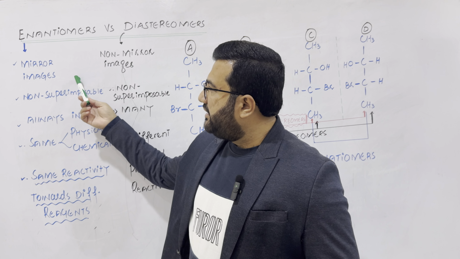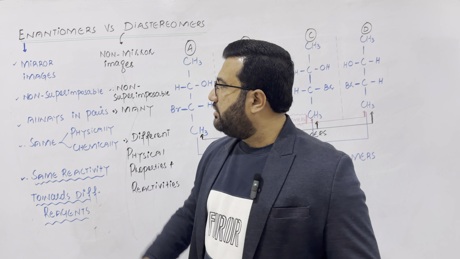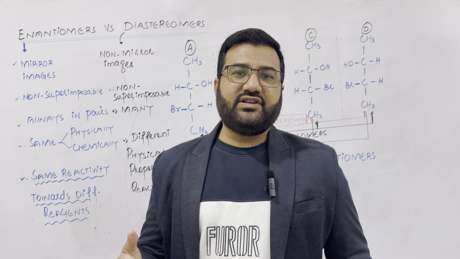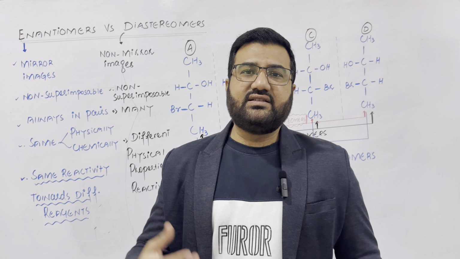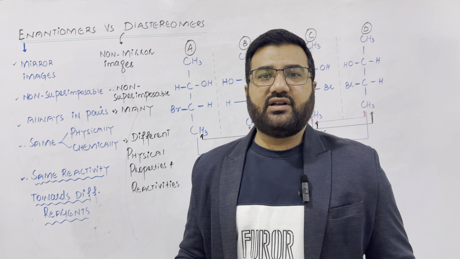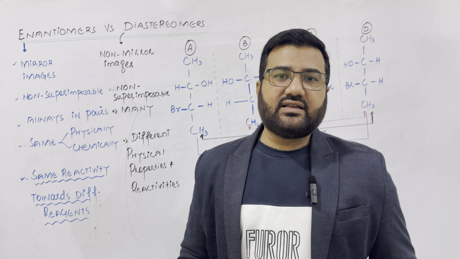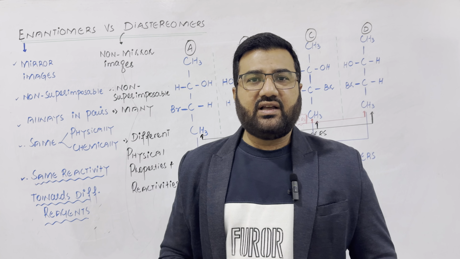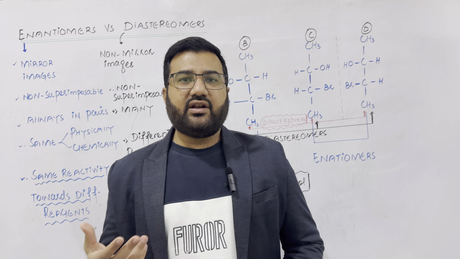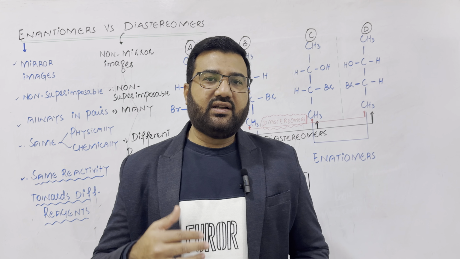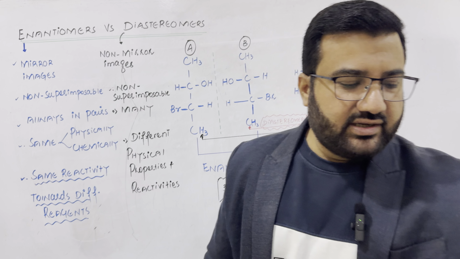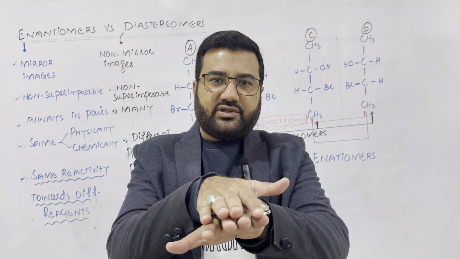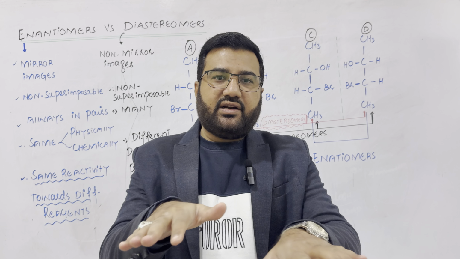Enantiomers are mirror images of each other and non-superimposable. Enantiomers are those optical isomers which are mirror images of each other, just like your two hands. The left hand is the mirror image of the right hand, and the right hand is the mirror image of the left hand. And they are non-superimposable. Again, just like your two hands, you cannot superimpose the right hand on the left hand or the left hand on the right hand, just like this. These are two hands, so they are not superimposable, as the fingers and the thumb do not match.